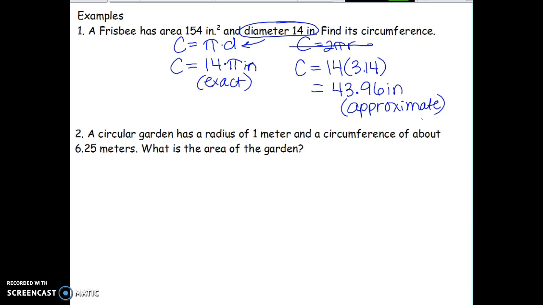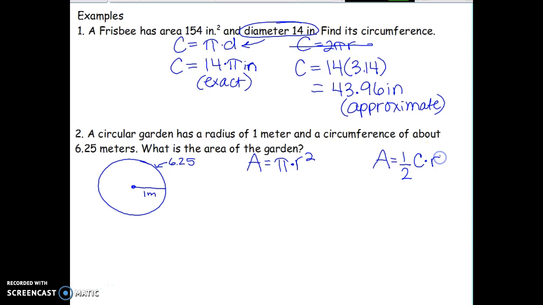Okay. Number 2, a circular garden has a radius of 1 meter, and the circumference is about 6.25 meters. What is the area of the garden? So we've learned 2 formulas for the area of a circle. One of those formulas is area is equal to pi times radius squared, and the other is A is equal to 1/2 circumference times the radius. We have enough information to do both of these, so I'm going to show you both just to show you that they come up with essentially the same answer.